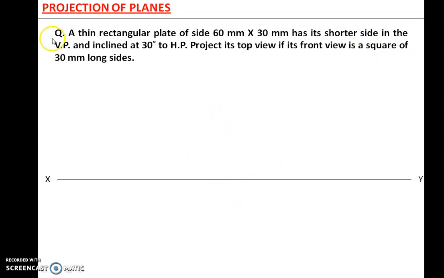Now what is the size of the square? 30 mm. So all four sides will be 30 mm. And out of these two dimensions, 60 and 30, one will be common for the square. So 30, as the shorter side is of 30 mm.